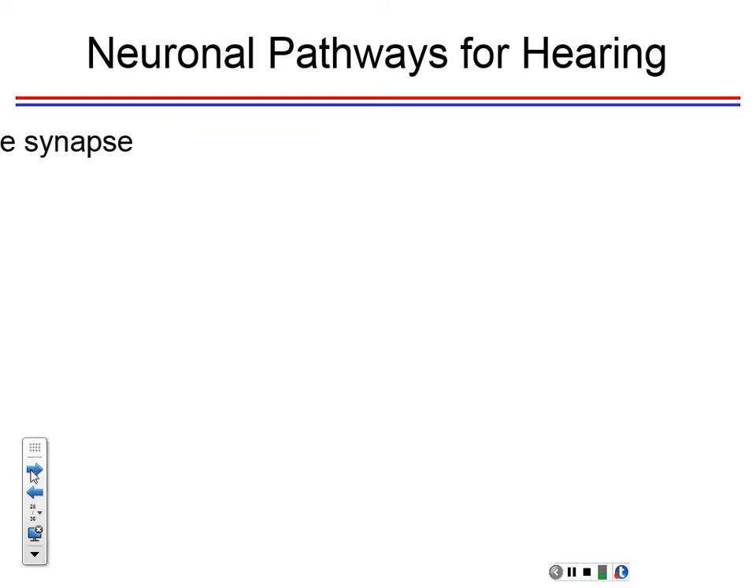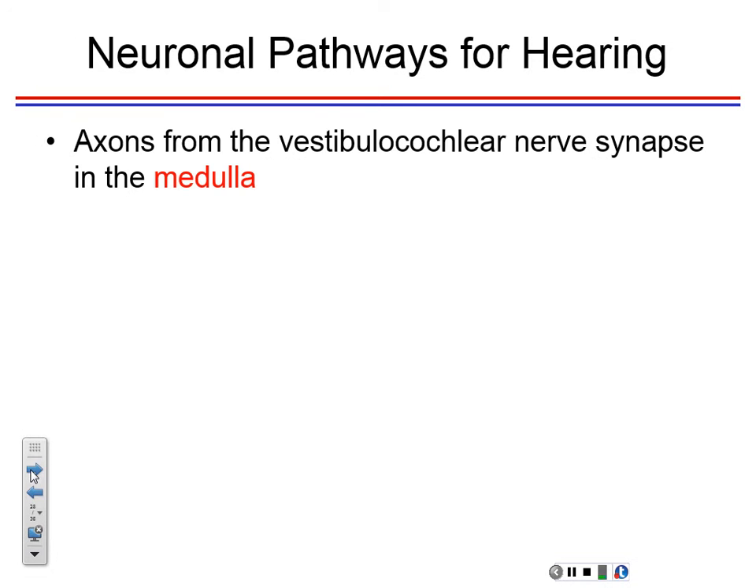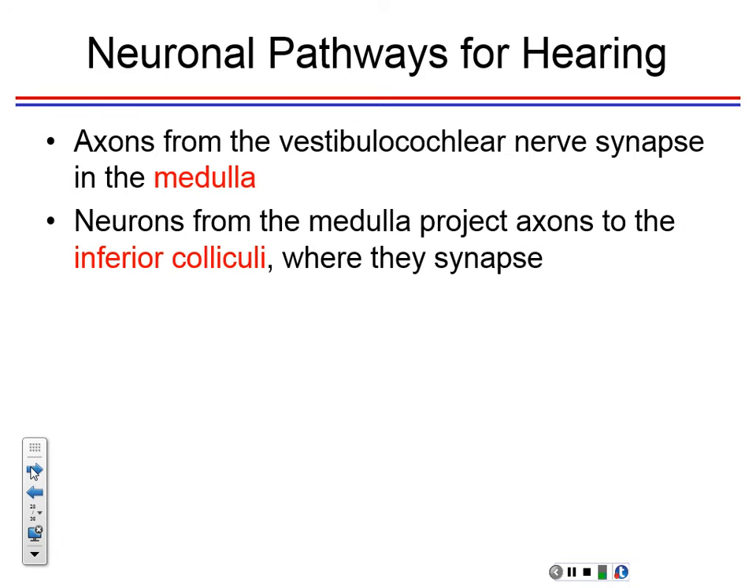So the neuronal pathways. The vestibulocochlear nerve first goes to the medulla oblongata, and then remember we talked about the corpora quadrigemina, and we said it's got 4 bodies. 2 of them are the inferior colliculi, and we said they're for hearing. And 2 of them are the superior colliculi for sight. Remember that? So once the impulse gets to the medulla, it goes to the inferior colliculi.